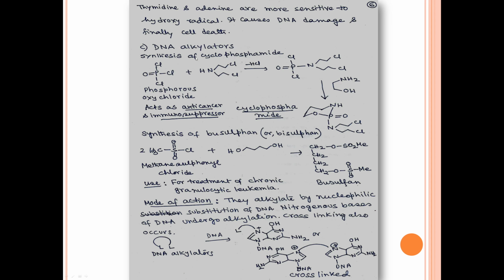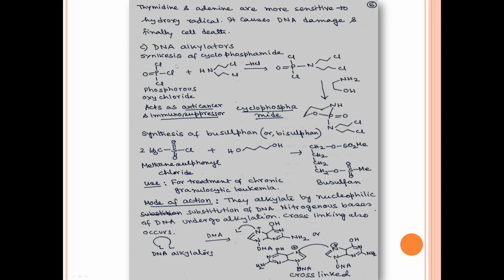Now I will go to the third category, the DNA alkylators, and the synthesis of cyclophosphamide, a DNA alkylator. DNA alkylator means there are so many nitrogens and so many places in the chemical components present in DNA, and there our drug molecule will act as an alkylating agent. So those molecules are called DNA alkylators.